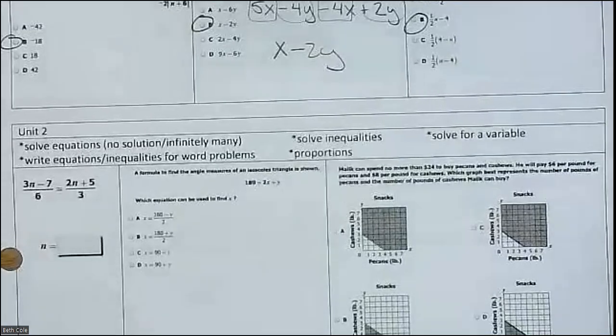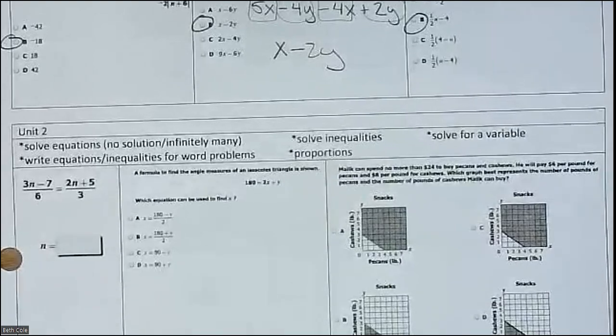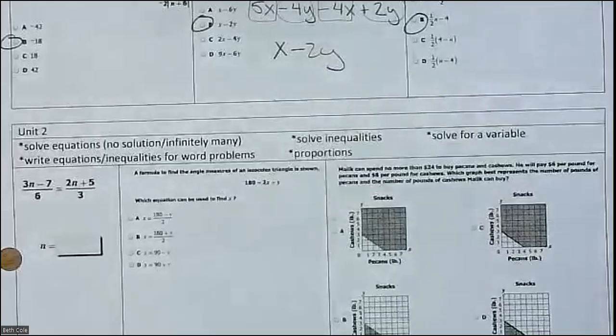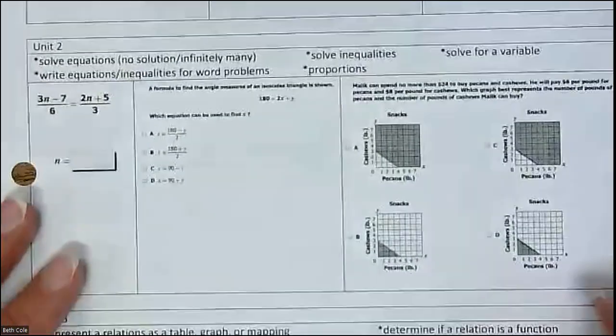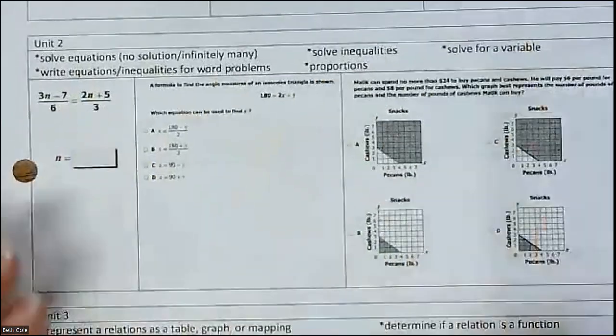Those all happened to be B, but again, what I did is I took a released SOL and I copy and pasted questions that went with each unit. They weren't in order. So, you know, they're not all B. Wouldn't that be nice? All right, over here, unit 2, this was solving equations and inequalities.